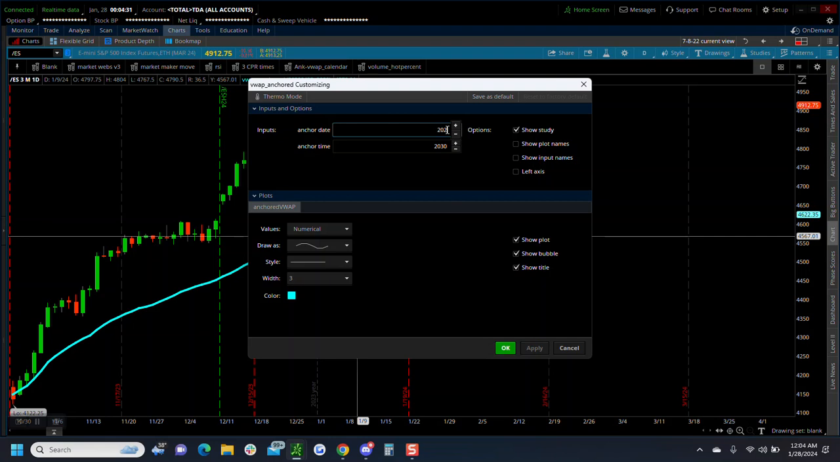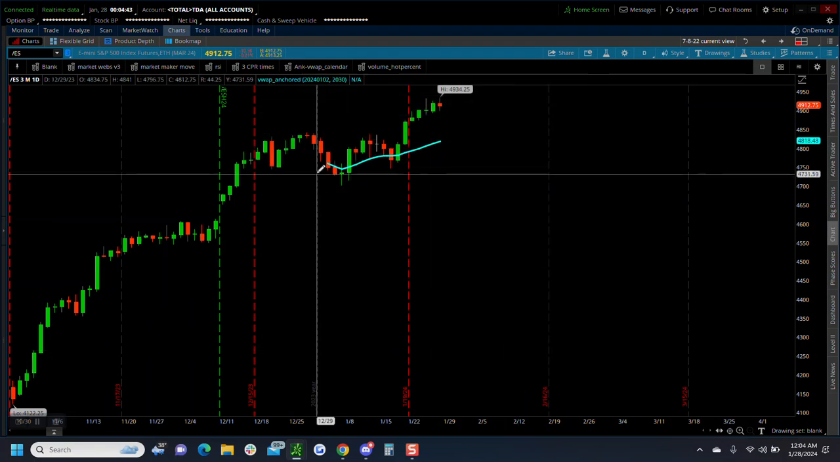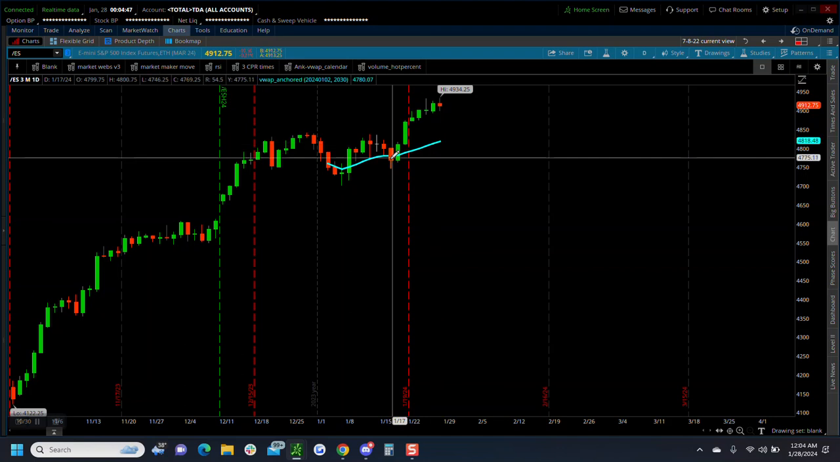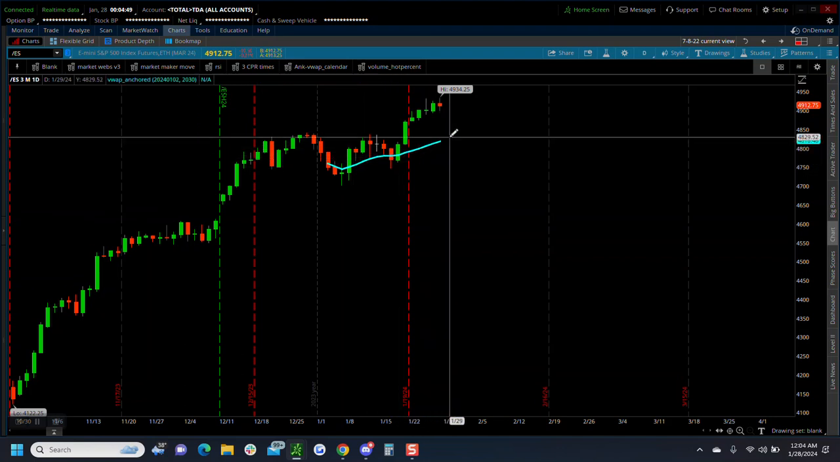let's change that out. 24/01/02. You just type in the date format. It starts with the year, month, and day. Okay, hit OK. There you go. Since the first of the year, this is our current trend. This gives you your yearly trend.